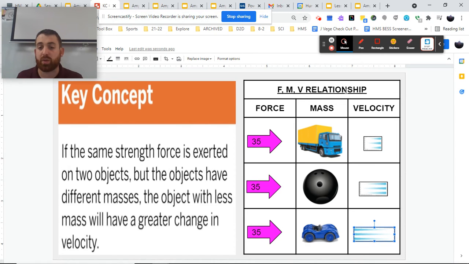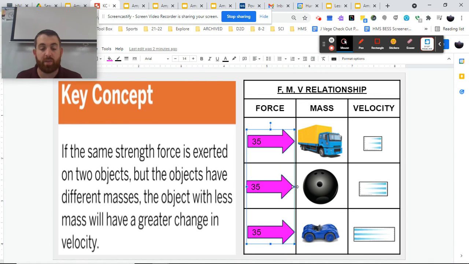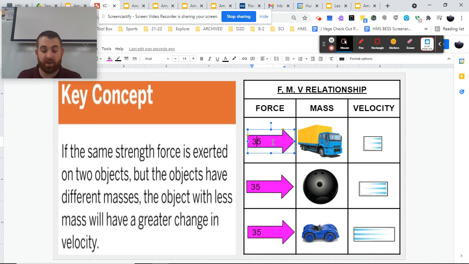But what makes this relationship unique is if we were to change these in any way, we would also see a change in the other two. So, for example, if we were to change the force and we were to increase the amount of force, so let's say we go from 35 here to maybe 55. So notice we're applying the same force still to all three, but now it's just more. What we would see is a change in velocity.